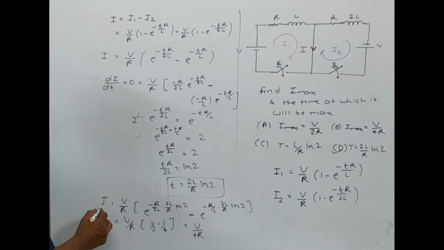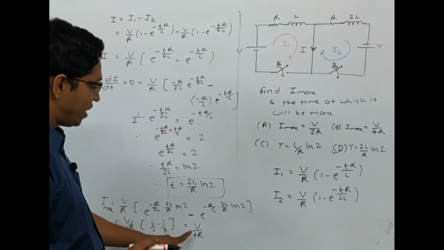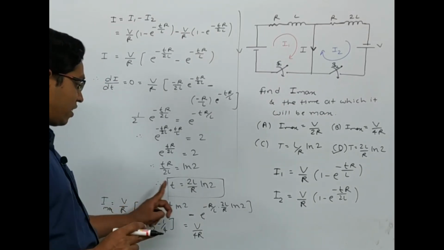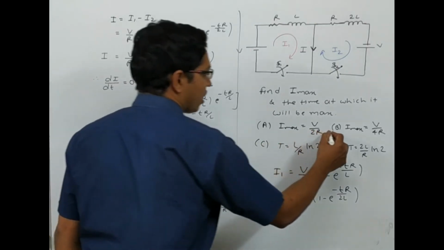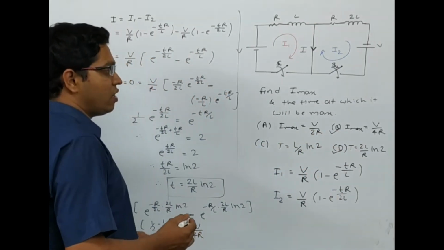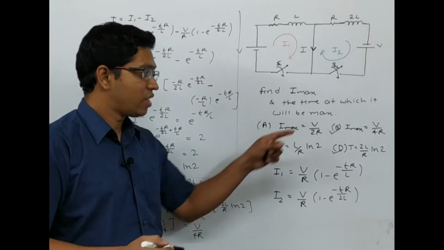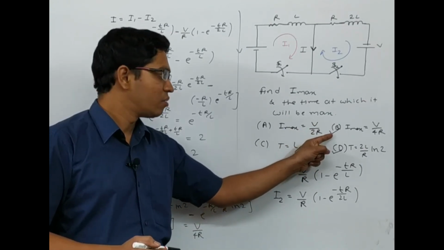So whatever I am finding here is the maximum current, because I am finding the current at the time when that current was maximum. Hence the answer is V by 4R, and the answer options for this question are B and D.